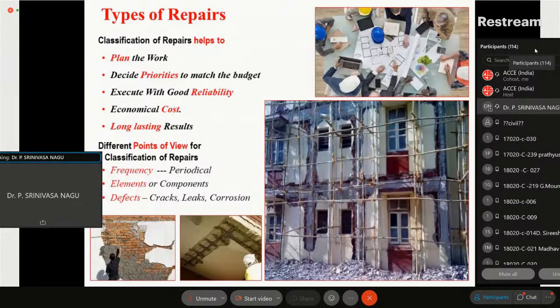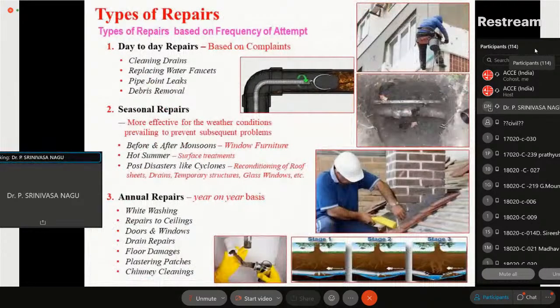And from different points of view, we can say, manaki periodical repairs, annual repairs, day-to-day maintenance, ivanni kuda frequency-based repairs, some element-based repairs, and defect-based repairs. Like that, we can classify the repairs. So all these things require good planning, good understanding of the problem, and good strategy: when to take up what, at what stage, to what degree, and what level of repair. All these things we have to decide. Based on this, generally we have these types of repairs, like day-to-day repairs.